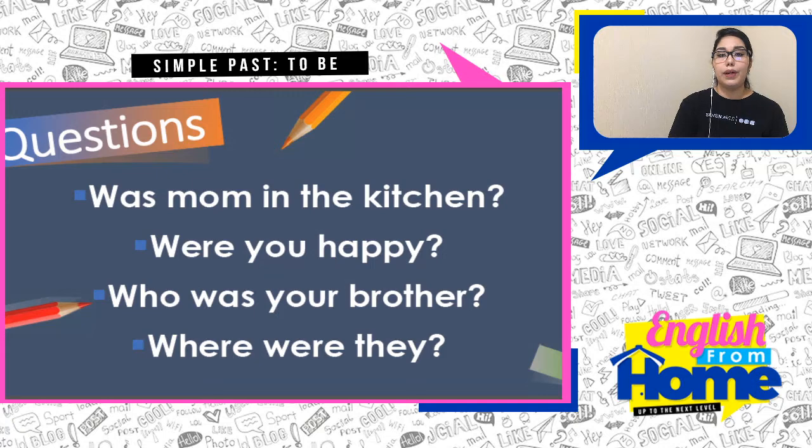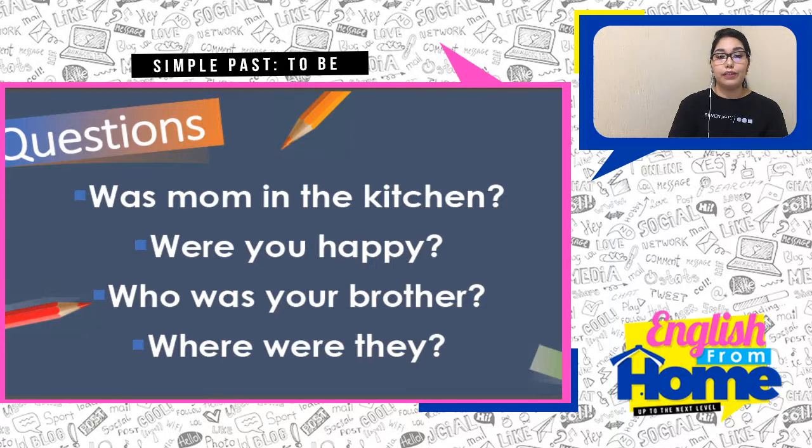How are we going to write the questions using the verb to be in the past tense? Here are some examples. Was mom in the kitchen? Were you happy? Who was your brother? And where were they? All right. So for the questions, what do we do? We simply change the position of the verb to be, and we put the verb to be first and then the subject. Okay, let's remember.